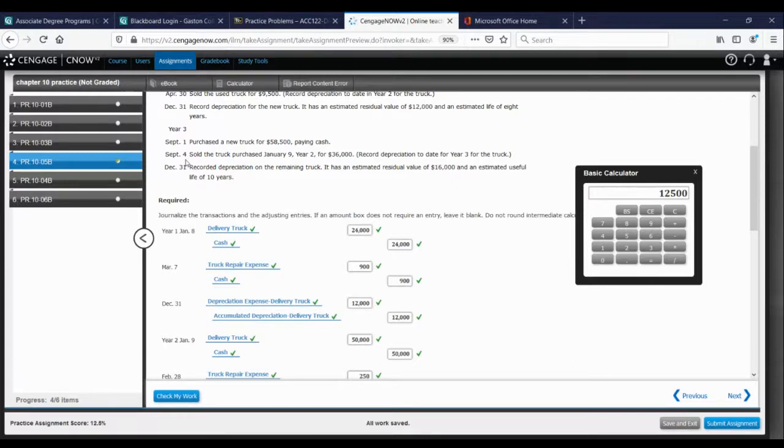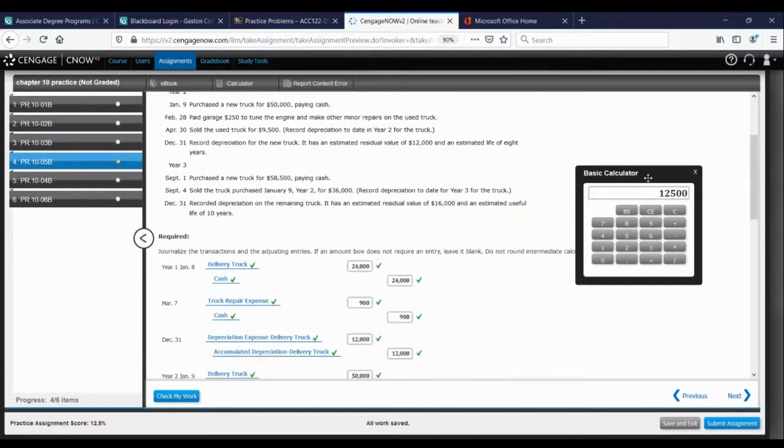Our next transaction was on September the 4th. We sold the truck that was actually purchased on January the 9th. We bought that truck for $50,000, and we're selling it on September the 4th. The last time that we depreciated that truck was at the end of year 2. We depreciated it for a full year.